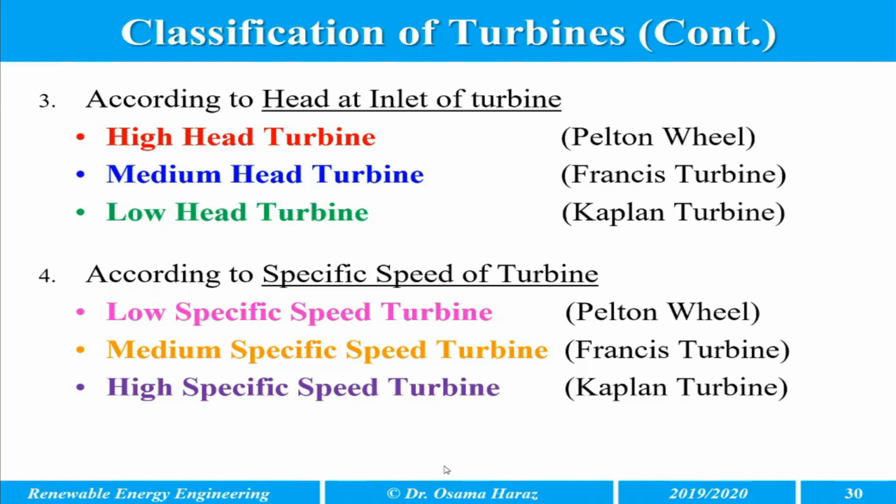So we are continuing in classifying the turbines in terms of the head at inlet of the turbine. For high head, the turbine type is called Pelton wheel. For medium head, you are going to use Francis turbine. For low head, you are going to use Kaplan turbine. Another classification of turbines is according to the specific speed of turbine. Pelton wheels are considered low specific speed turbines. Francis turbines are considered medium specific speed turbines, and Kaplan ones are considered as high specific speed turbines.